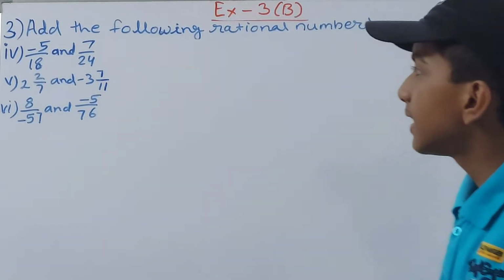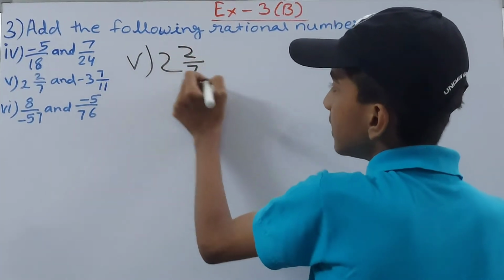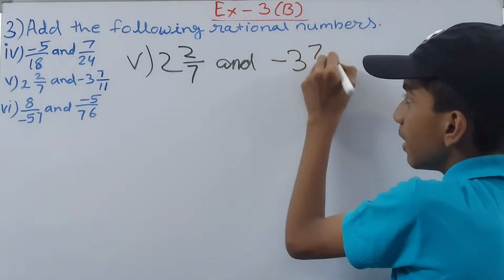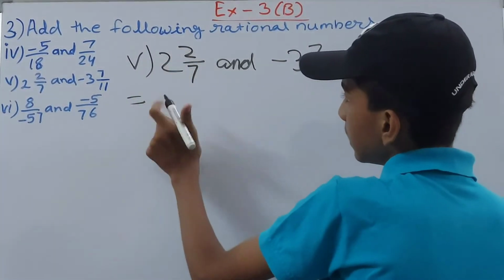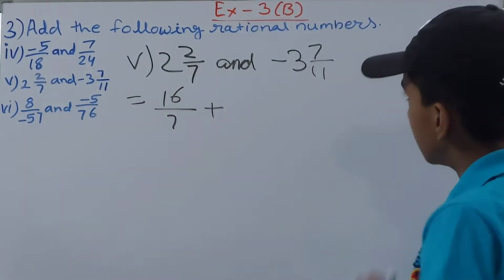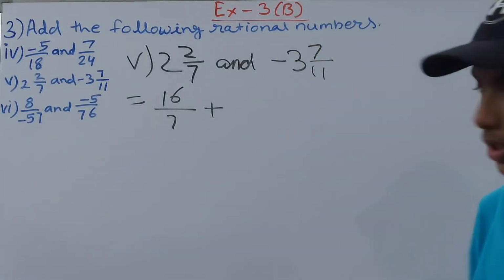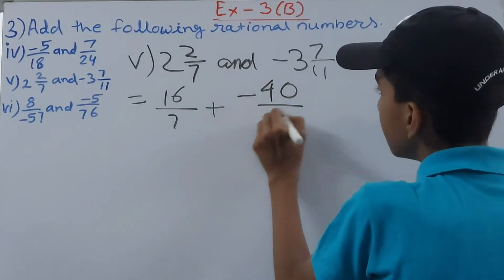Right, then next what do we have here is 2 whole 2 upon 7 and minus 3, 7 upon 11. So convert this into improper. 7 2s are 14 and 1 is 16 upon 7. Plus what else do we have? 11 3s are 33 and 33 and 7 will be 40, right? Then put a minus sign, so minus 40 upon 11.